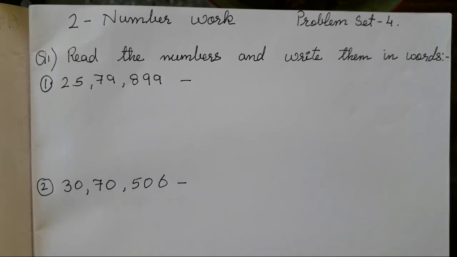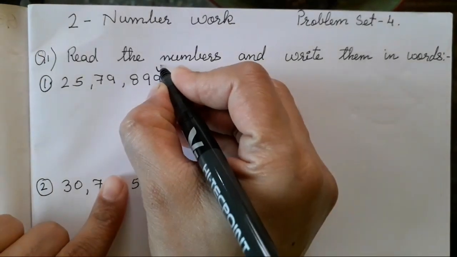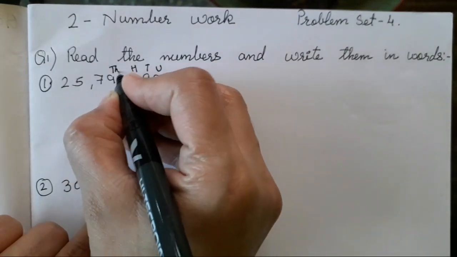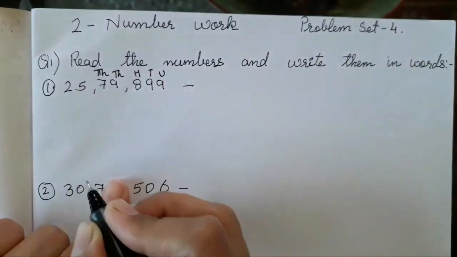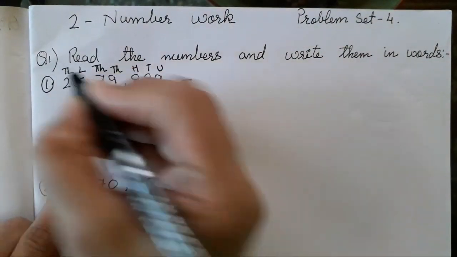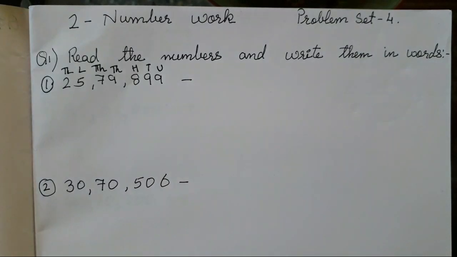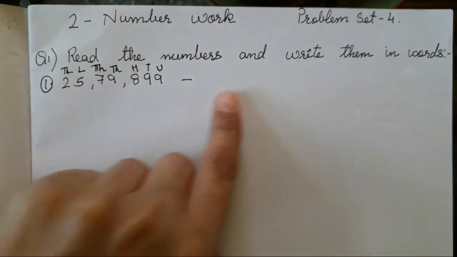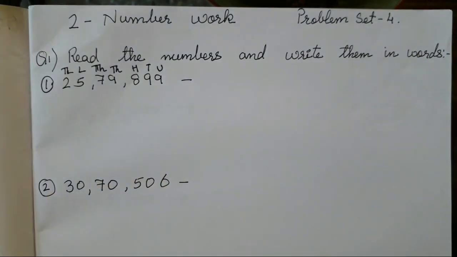So this is going to be your unit, tens, hundred, thousand, 10,000, lakh and 10 lakh. Got it, children? In this pattern you all have to write it first so that when you write it in words it doesn't get wrong.